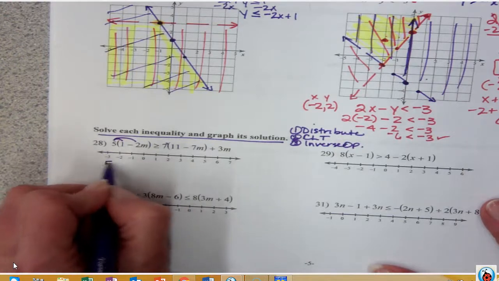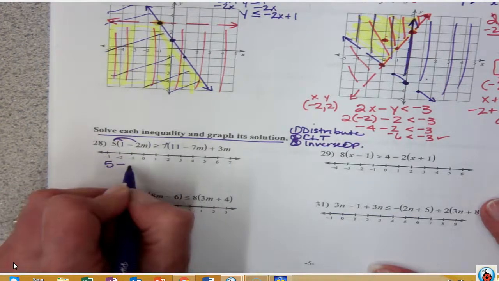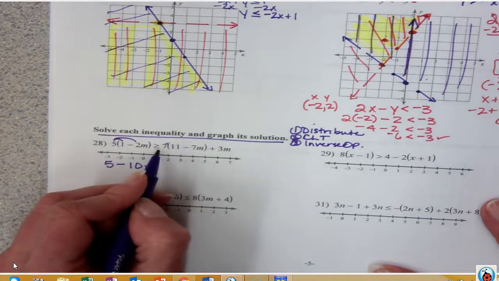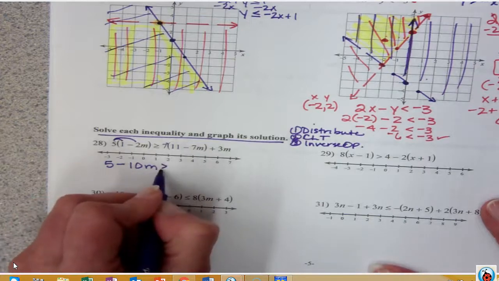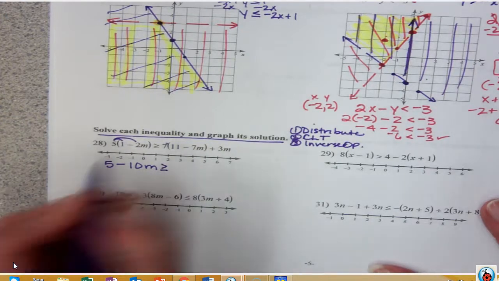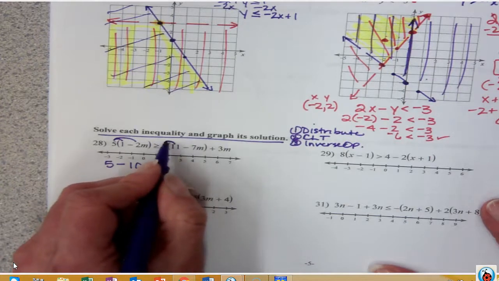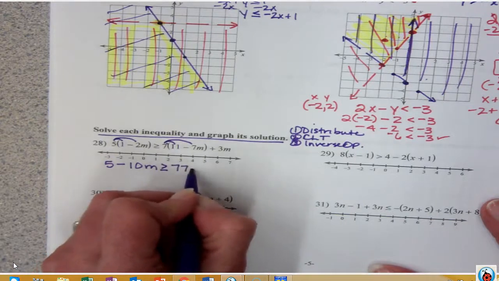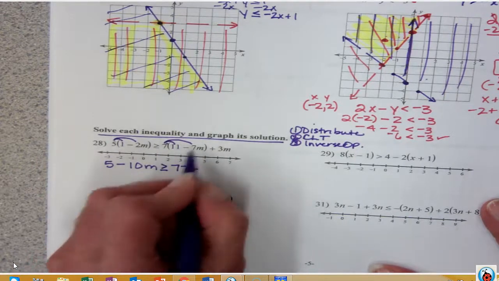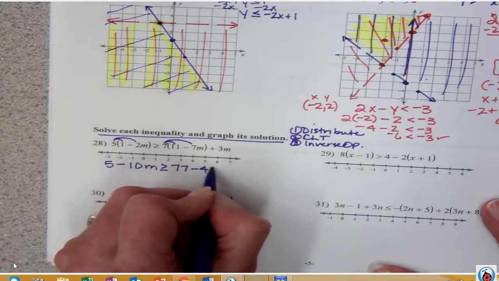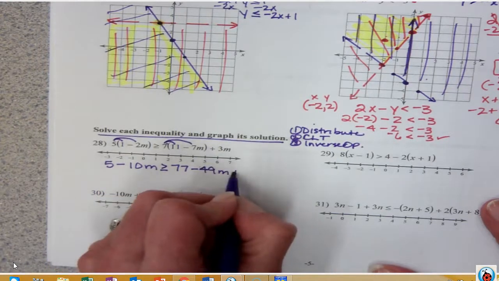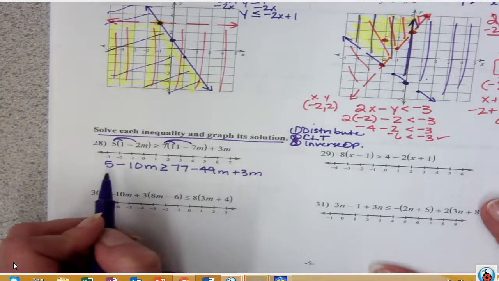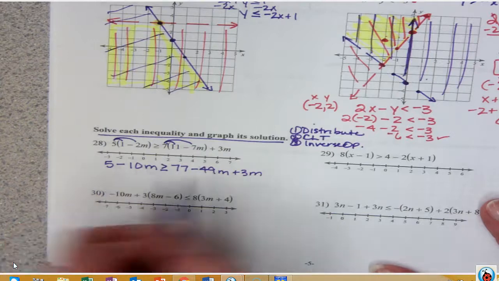I'm going to take my equation and distribute as my first step. 5 times 1 is 5, minus 5 times negative 2m is minus 10m. I'm basically going to treat this as an equal sign, but keep the inequality so that I don't get confused. Then I need to distribute this side. 7 times 11 is 77, minus 7 times 7m is 49m, plus 3m.